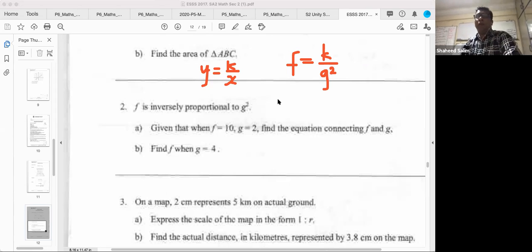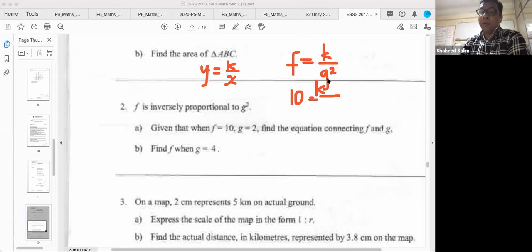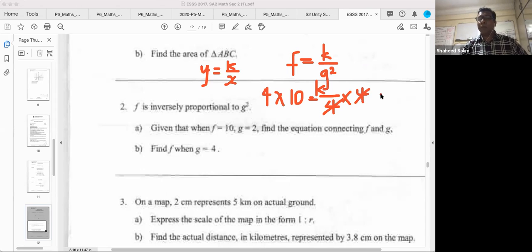So now you put in the values. f is 10, and then k over g, g is 2. 2 squared, you must square it. 2 times 2 is 4. Now you want to find k. Times 4 down here. This 4 cancels, you get 1, so you're left with k. 10 times 4 is 40. k equals 40. Once you know k equals 40, you can write the equation.